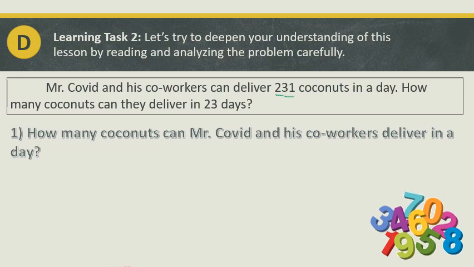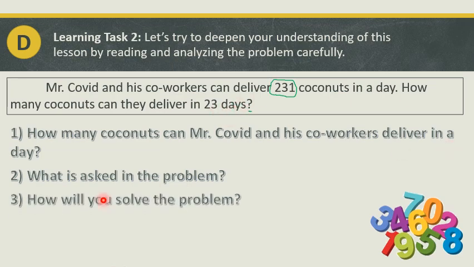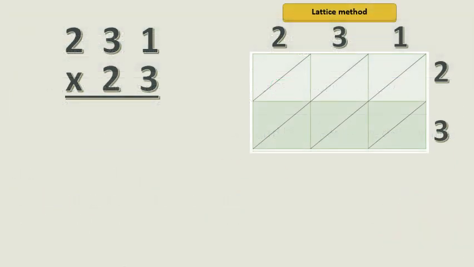So, ito po yung nade-deliver niya sa isang araw. Then, ano po yung tinatanong sa ating problem? So, syempre yung mayroong question mark. So, yung how many coconuts can they deliver in 23 days? So, tinatanong dito is yung kung ilan ang coconuts na kayang i-deliver sa 23 days. So, the number of coconuts Mr. COVID and his co-workers can deliver in 23 days. Paano natin isosolve yung problem? So, ganun lang ulit. Mag-multiply po tayo.